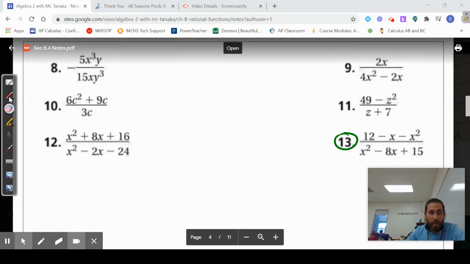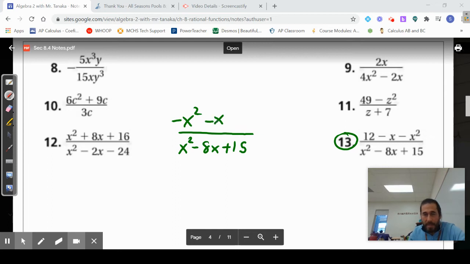One last one to go. It's number 13 on this page. And why does this one look different? Because it's kind of written backwards, right? We have quadratics, but it's written backwards. Whenever you have quadratics, you do not want them to be written backwards. So I'm going to rewrite it like that, right? Negative x squared minus x plus 12. All of those signs are correct.